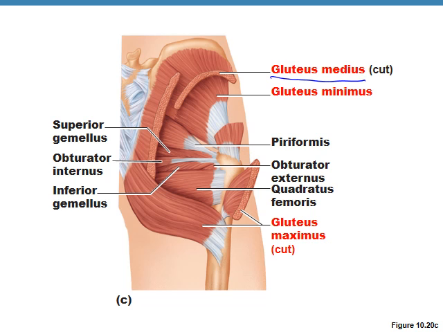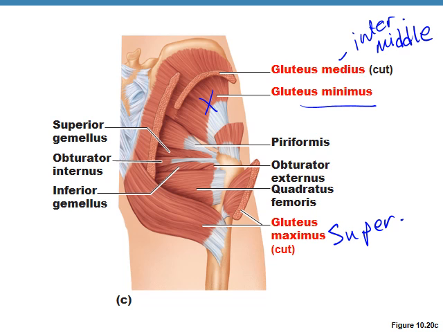Next we have the medius, and the medius would have spanned this area, but they had to cut it. The gluteus medius and the minimus both have the same action. They're both going to abduct, move the leg away from the body, elevate it laterally, move it to the outside. And you can see underneath that this is the gluteus minimus. So this is superficial, this one is intermediate or middle, and the minimus is the deepest.